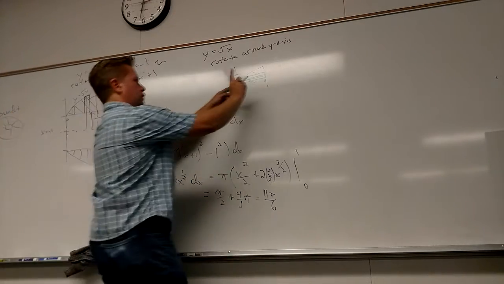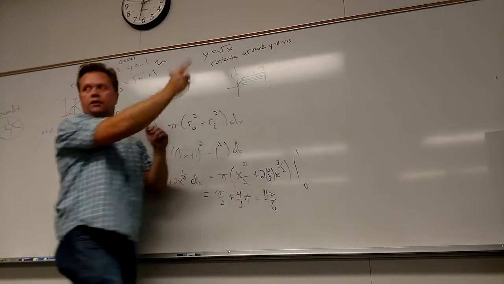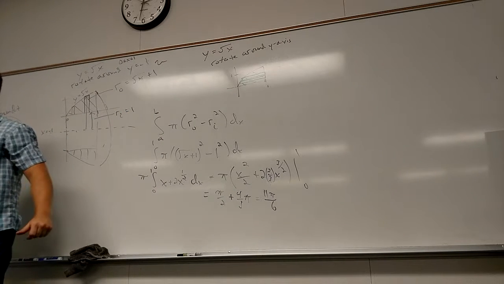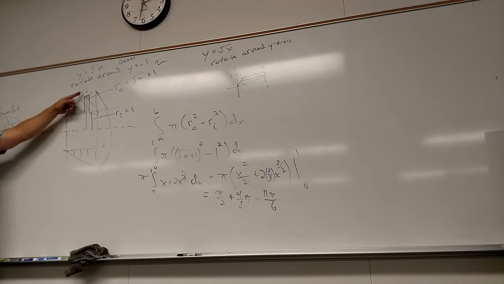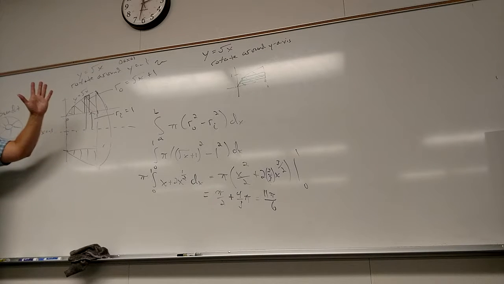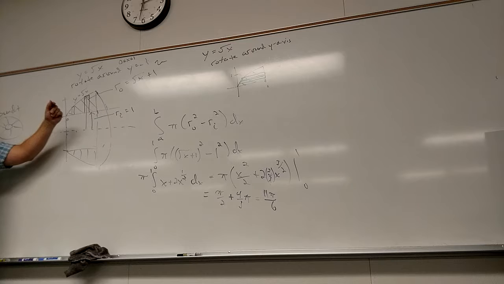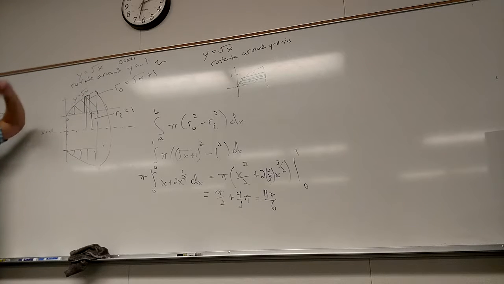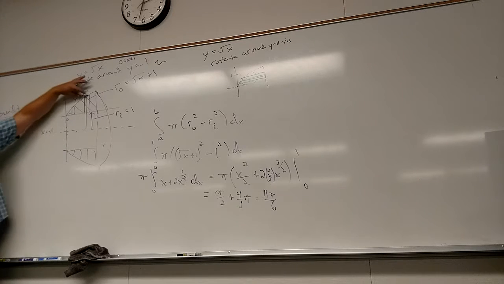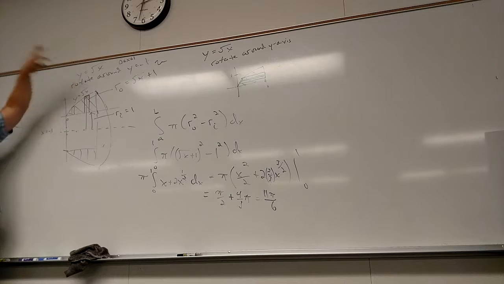So then when I rotate, I do get my disks again, don't I? So here I was rotating around the x-axis. Do you see how my rectangle is perpendicular to the x-axis? So for disk method, you want your rectangles to be perpendicular to the thing you are rotating around. That way they actually create disks when you rotate them.